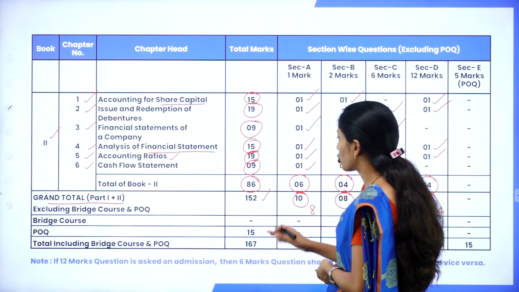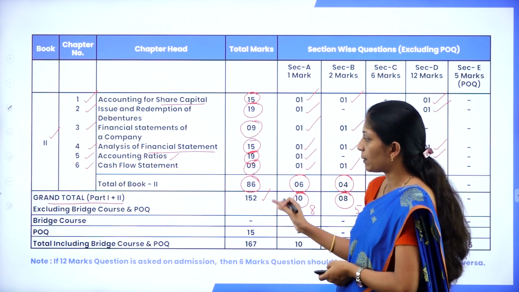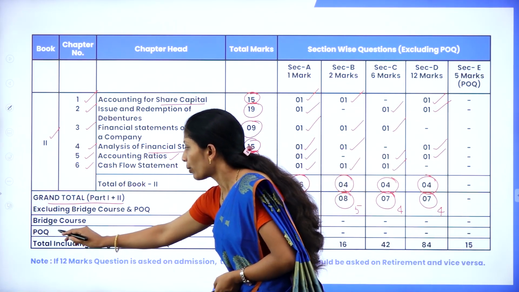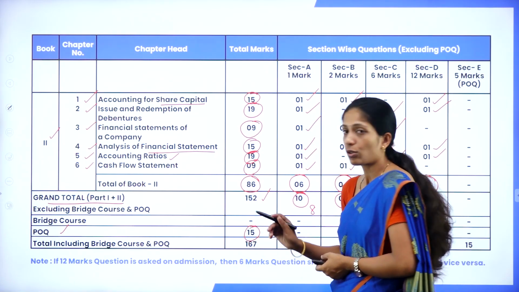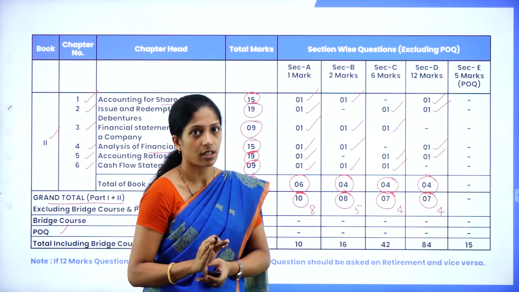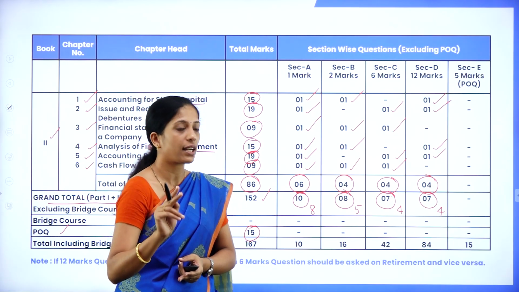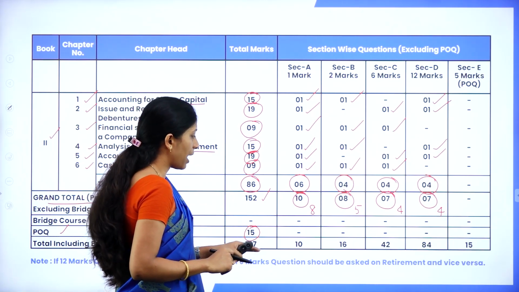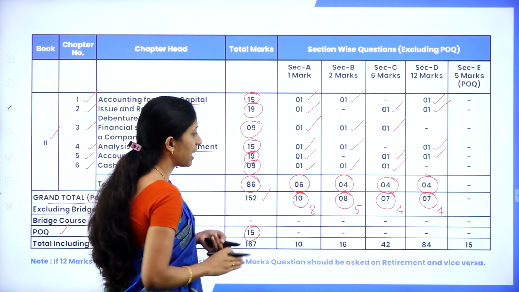Now, if you see the bridge course, there are no questions relating to bridge course, so it will be blank. And POQ questions, that is practical oriented questions. The total weightage will be 15 marks because they will ask 3 practical oriented questions, out of which you have to answer any 2. So, 15 marks. Here it does not come under any of these.